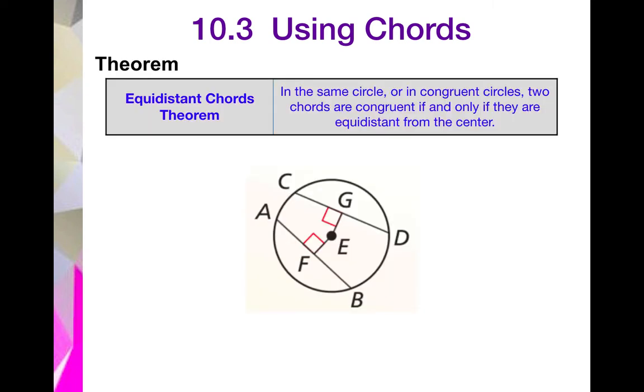Here's another theorem, the equidistant chords theorem. This says that in a circle, two chords are congruent if and only if they are equidistant from the center. So if I have chords that are congruent, then they will be equidistant. And we're talking about a perpendicular distance from the center. If we have chords that are equidistant from the center, then the chords themselves must be equal to each other. So this is a biconditional.